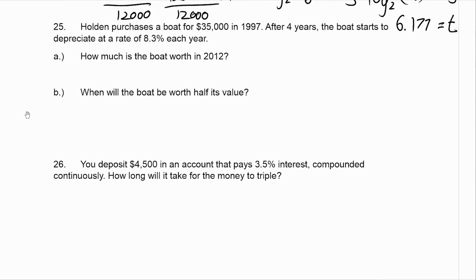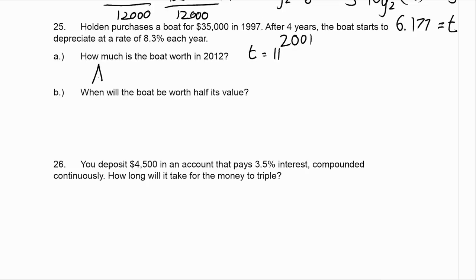Okay, number 25. Holden purchases a boat for $35,000 in 1997. After 4 years, so in 2001, the boat starts to depreciate at a rate of 8.3% each year. So actually at the year of 2001, how much will the boat be worth in 2012? So it depreciates for a time of 11 years, between 2001 and 2012. That's the important thing to remember here. Do not be fooled by this 1997.